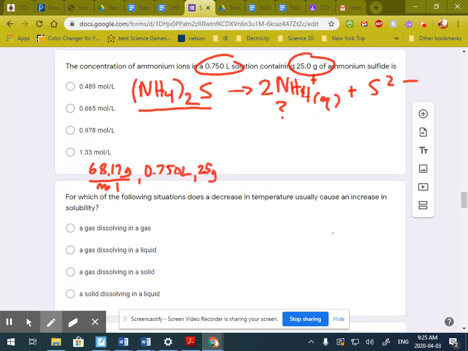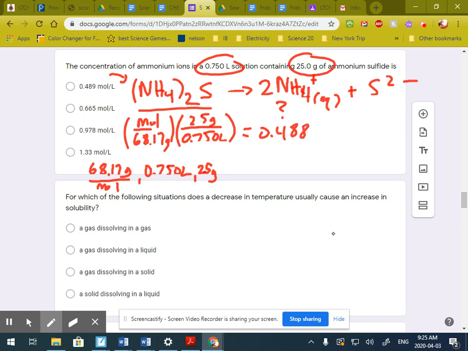Okay, so I need to start with the concentration of this substance. So I'm going to flip the molar mass, mole over 68.17 grams. I'm going to put the grams on top, 25 grams, and the volume on the bottom, 0.750 liters. So when I multiply that out, 25 divided by 68.17 times 0.750, I get 0.488, roughly, moles per liter. Now, that would round to 0.489. Now, you think, oh, that's the answer.